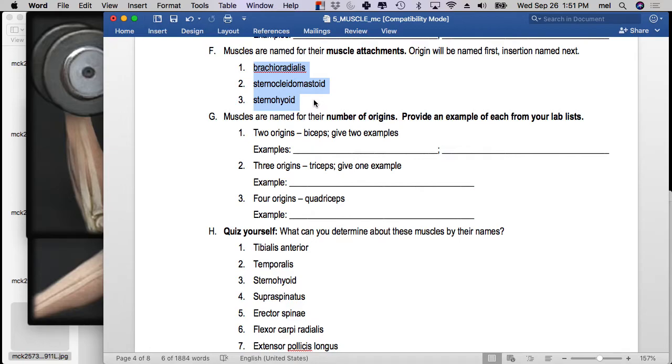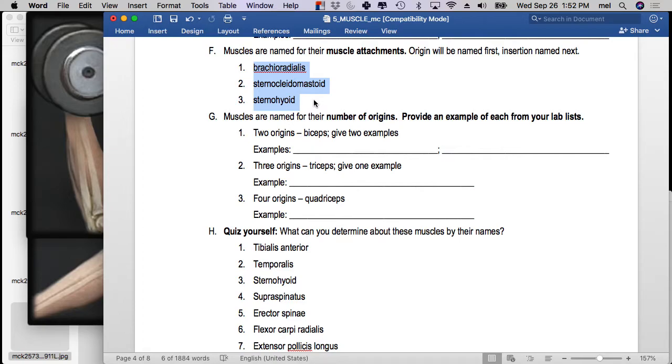Sternocleidomastoid. Cleido means clavicle. So the two origins are listed first, and then the mastoid process of the what bone? Temporal bone, okay? Notice that if you have sternocleidomastoid, now you can know what it does, because if you contract both of them at the same time, you can do flexion, right?